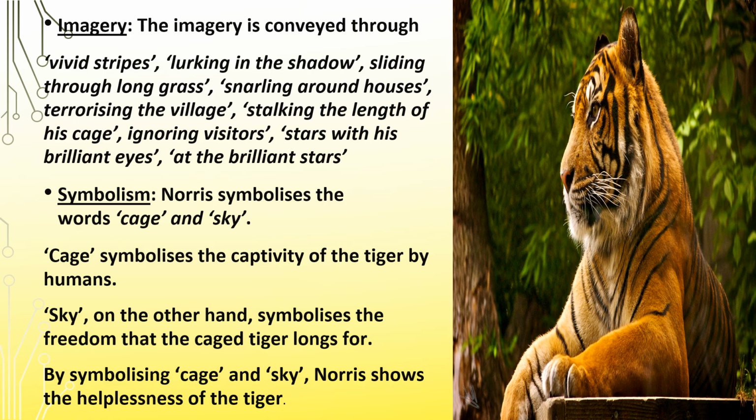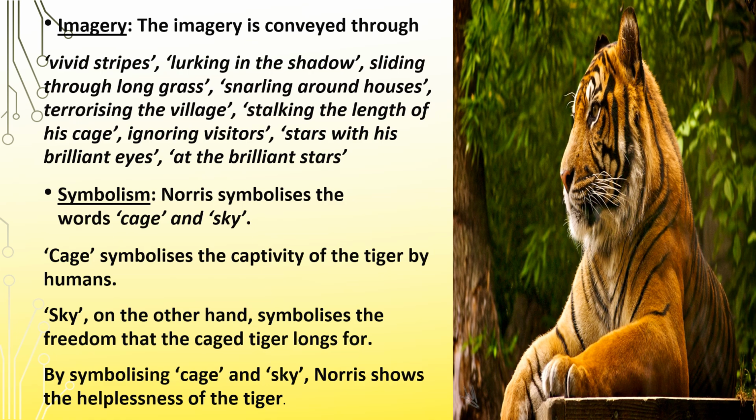The poetic device imagery is conveyed through vivid stripes, lurking in the shadow, sliding through long grass, snarling around houses, terrorizing the village, stalking the length of his cage, ignoring visitors, stars with his brilliant eyes and the brilliant stars. All these things clearly take the reader to imagine the entire scenario. Hence, we use the poetic device imagery.